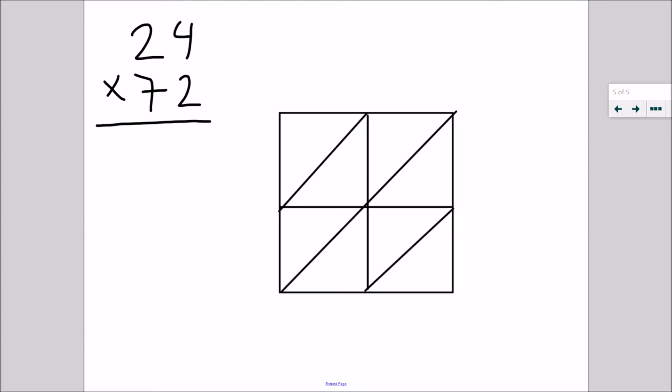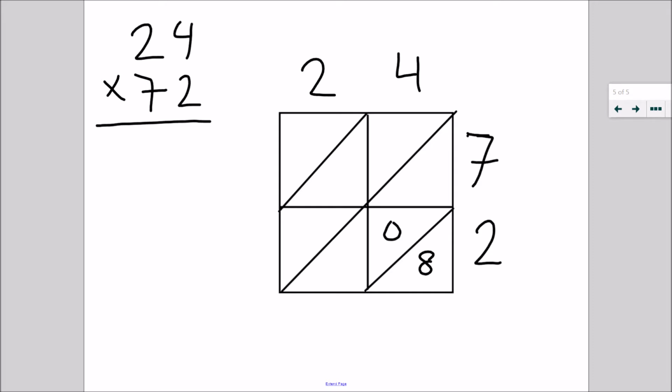For this problem, I've got my two two-digit numbers. And as I said before, I'm going to write the tens for each across the top, here and here, and the ones here and here. 24 times 72. Now I need to multiply each number where they meet. 2 times 4 would go in the bottom right. It's 8. I have 0 tens and 8 ones when I multiply 2 by 4.